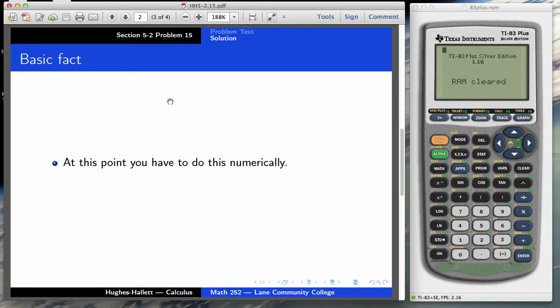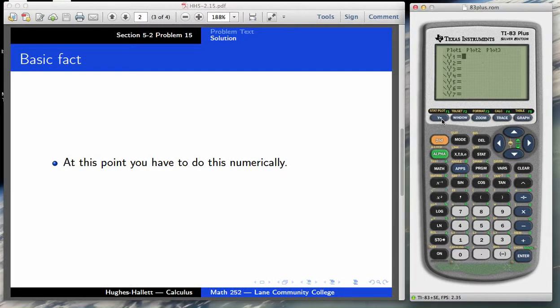So here's the basic fact we have. You've got to do it numerically at this point. You have no choice. So let's go over to our graphing calculator and take a look at this function. Let's put in a function that we're going to graph, the cosine of x, and let's try that again because I have a tendency to hit way too many parentheses.